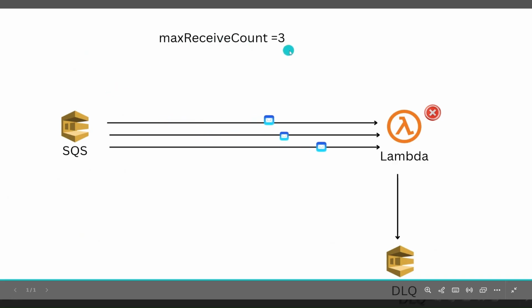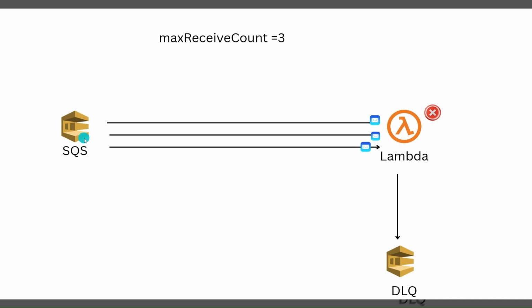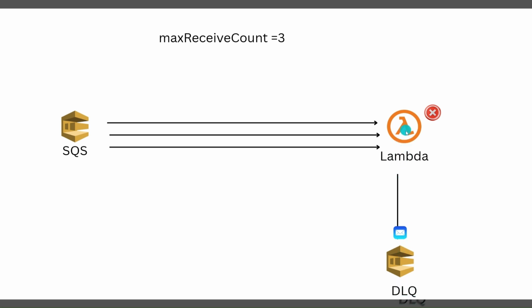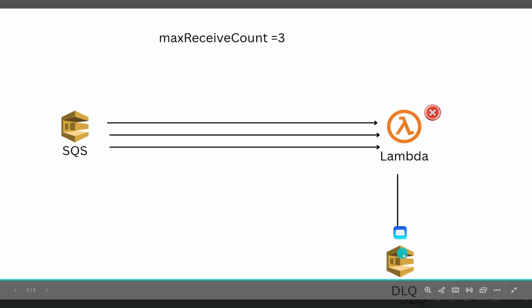Here, max receive count equals 3, which means SQS tries to send the message to Lambda, but Lambda fails to process it, and SQS will retry only 3 times because max receive count equals 3. Once it exceeds this count, that message will get sent into the DLQ. This is where DLQ comes into the picture. This DLQ stores all the failed messages, failed in the sense that Lambda failed to process them. So those messages will be redirected into the DLQ. This is how DLQ works.